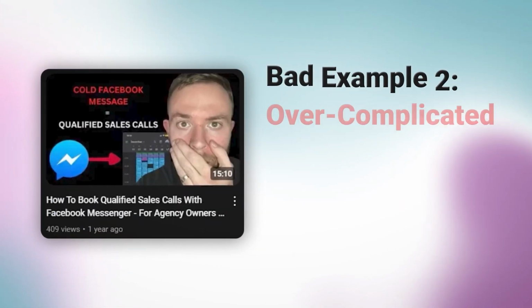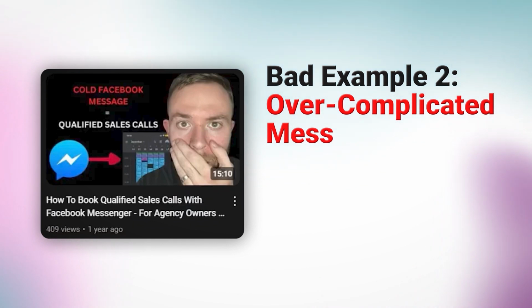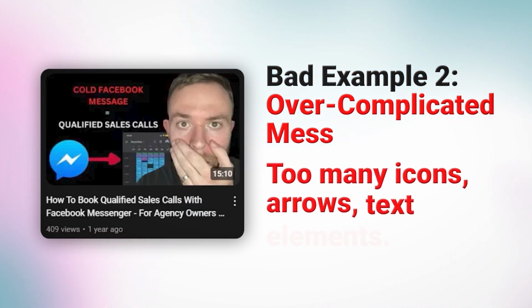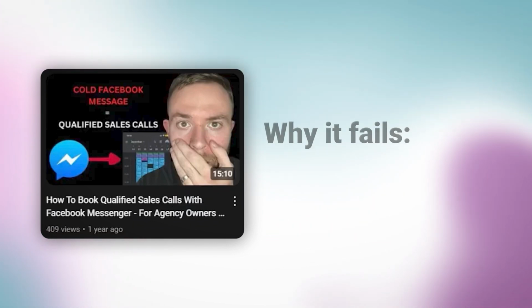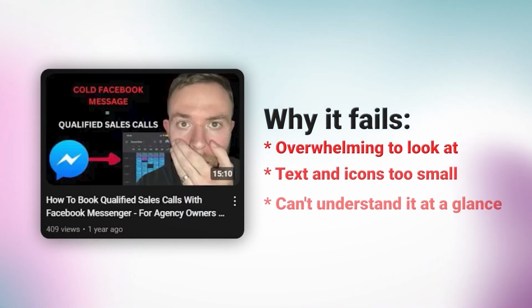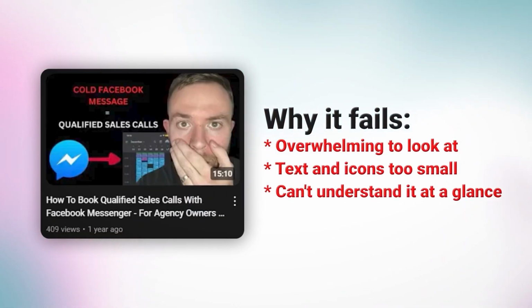Now here's the next example. Overcomplicated is too messy, too many icons, arrows, text elements. Why this is actually failing is because it's overwhelming to look at. The text and the icons are way too small and you can't understand it at a glance, especially when it's on YouTube and it's this small and tiny on your phone. You won't be able to make sense of it.